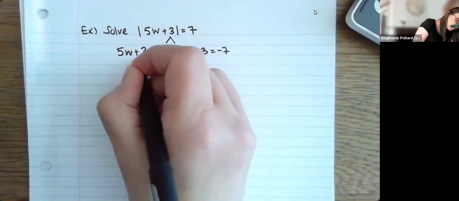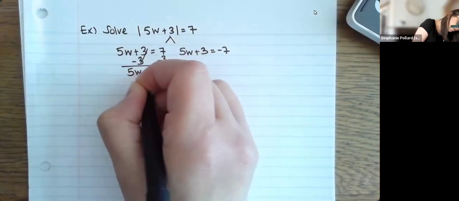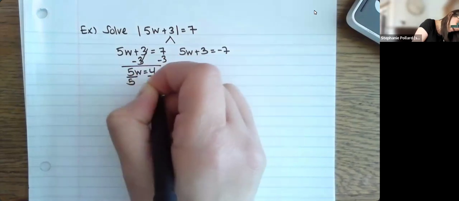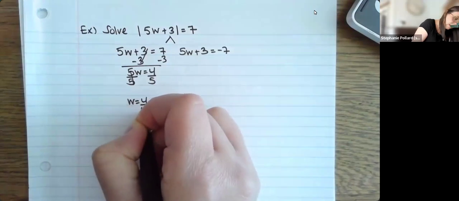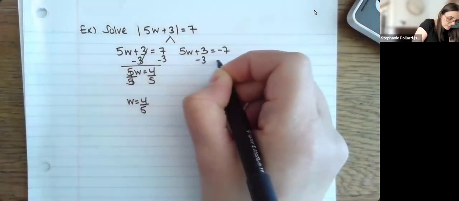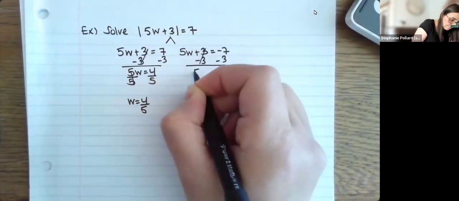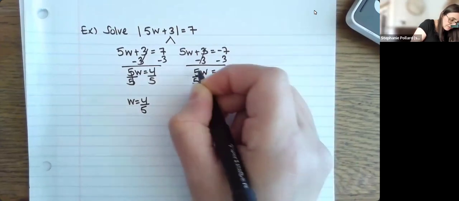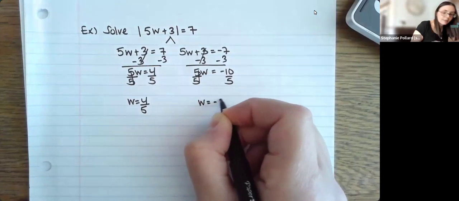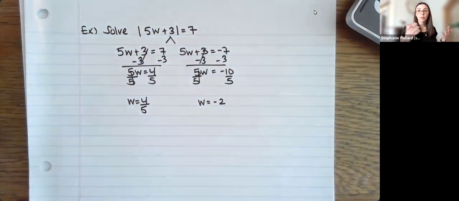Here I would subtract 3 from both sides. I get 5w is equal to 4. I divide by 5, so my first answer is 4/5. Here I subtract 3 from both sides. I get negative 10. Divide by 5, and I get w equals negative 2. And that's it. We're done.